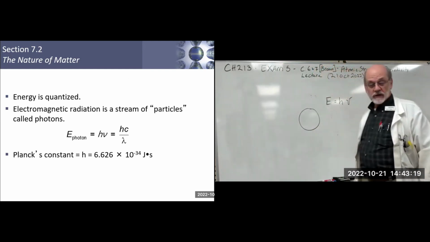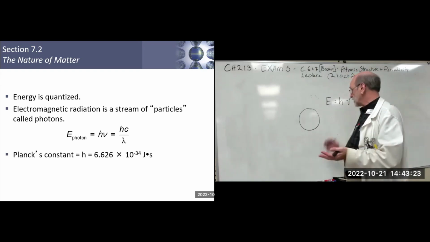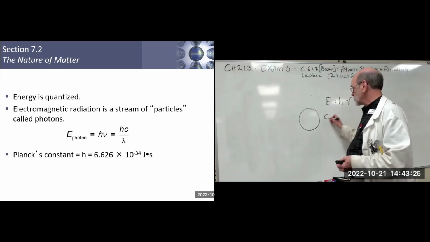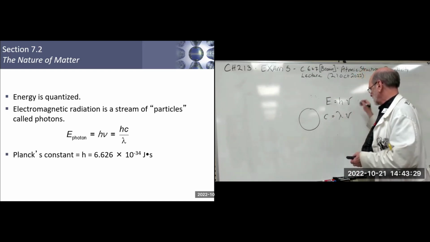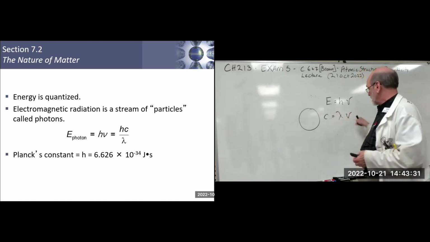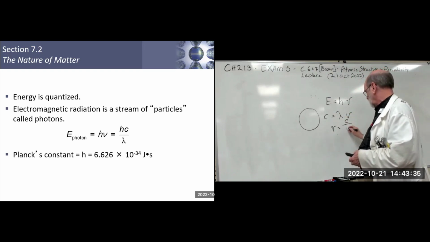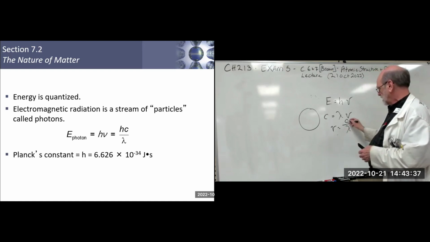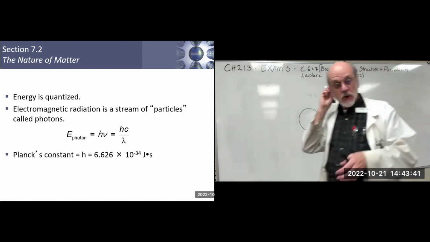But you may not know the frequency. Maybe you know the wavelength. Well, all we have to do is use this relationship, right? Lambda times nu, solve for nu, like that. Substitute that right there, and you got that new equation.